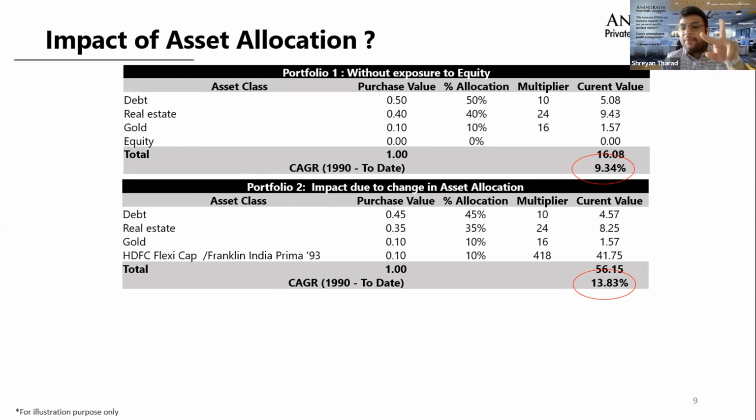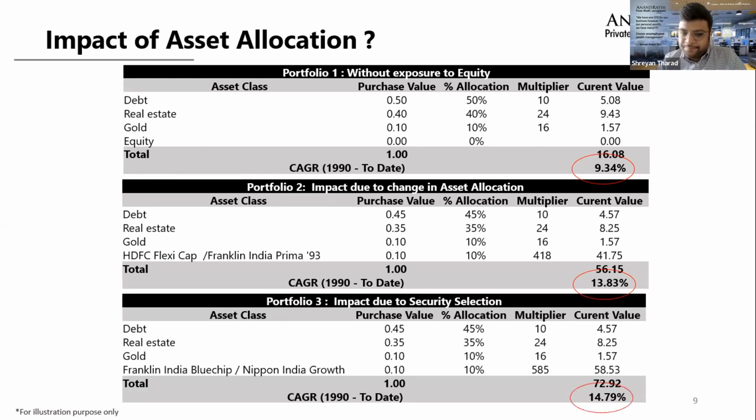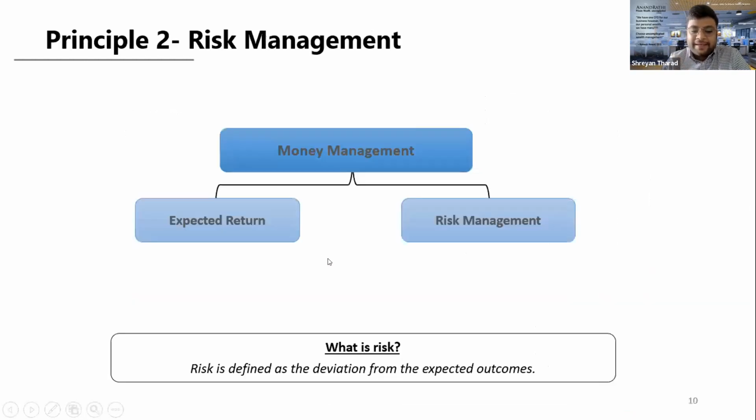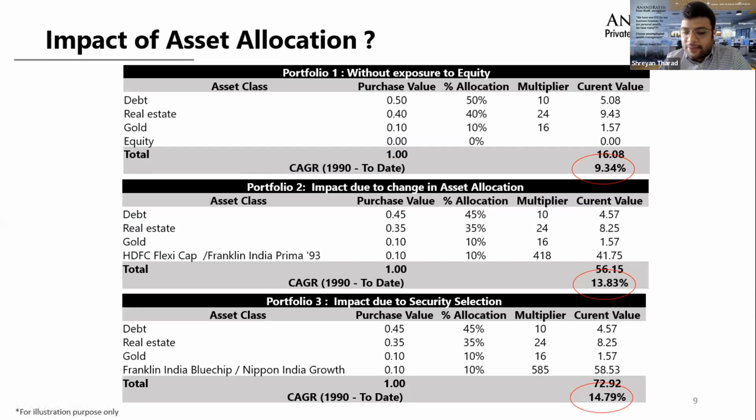So if I had to choose any one of those funds, HDFC Flexi or Franklin India Prima Fund, this is the value which I would be sitting at today. And finally, if we do a little more tinkering, and what is that tinkering? HDFC Flexi and Franklin India Prima were 2 examples. If instead we put into Franklin India Blue Chip or Nippon India Growth, we would have even better returns.